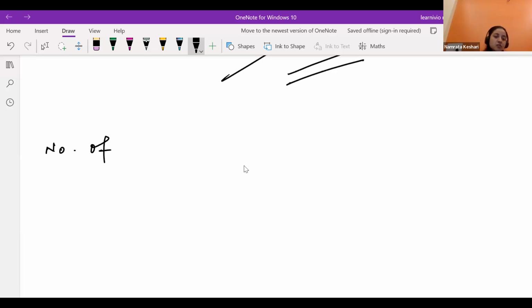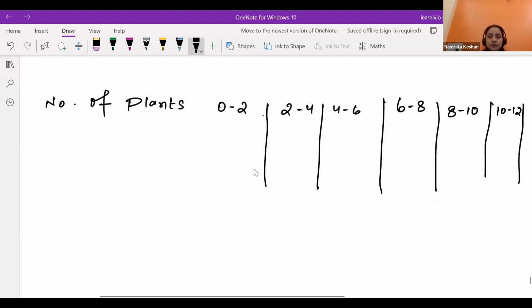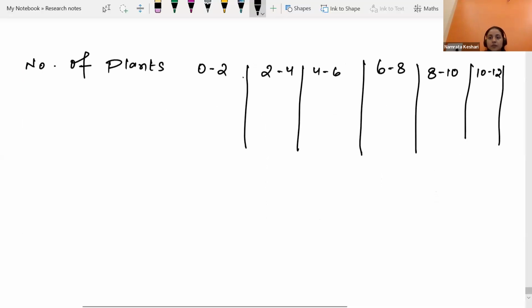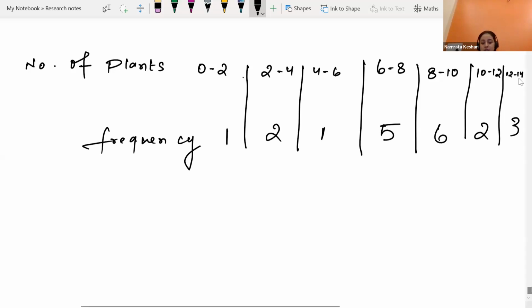Number of plants. So there is a survey based on the plants. Number of plants are given like this: 0 to 2, 2 to 4, 4 to 6, 6 to 8, then 8 to 10, 10 to 12, and 12 to 14. And frequency is given like this: 1, 2, 1, 5, 6, 2, 3. Please use direct method to find the mean of the given data. Please do it and tell me what is the mean.